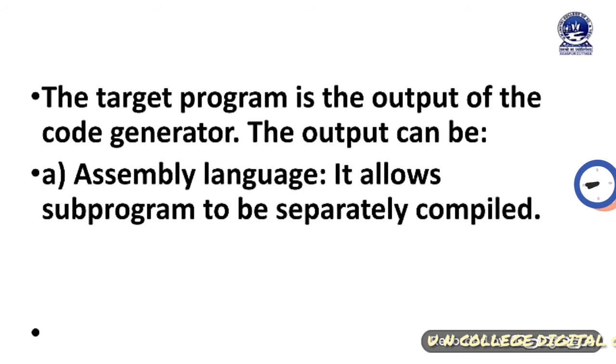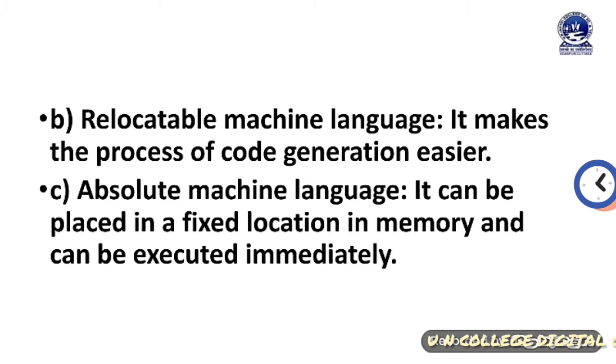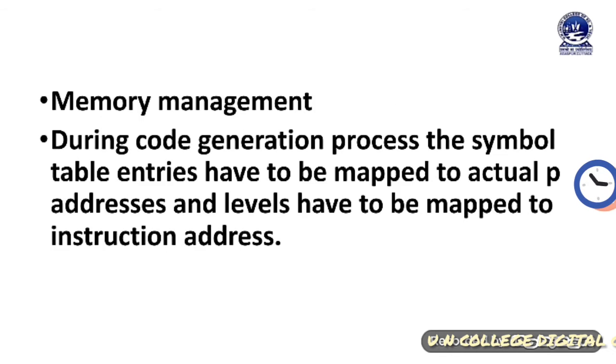The target program is the output of the code generator. The output can be assembly language, which allows subprograms to be separately compiled, or the target program may be relocatable machine language, which makes the process of code generation easier, or it may be absolute machine language, which can be placed in a fixed location in memory and can be executed immediately.